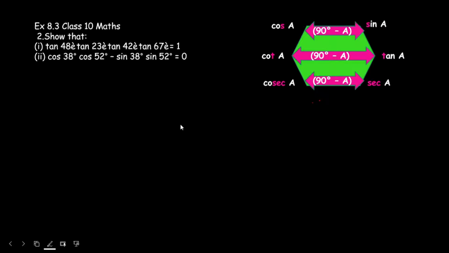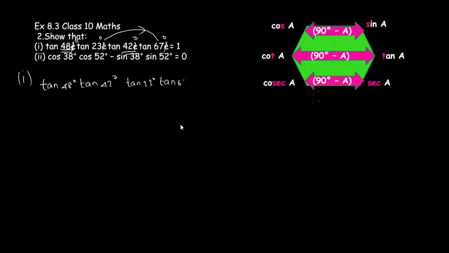Problem number 2, the same thing. We are going to use the same idea here. Here it is in degrees. Tan 48 and tan 42 are one pair, and 23 and 67 are another pair, which will form 90 degrees. Therefore form the pairs correctly. Tan 48 degree into tan 42 degree, tan 23 degree and tan 67 degree, which is equal to tan 48 degree, writing 42 in terms of 48.